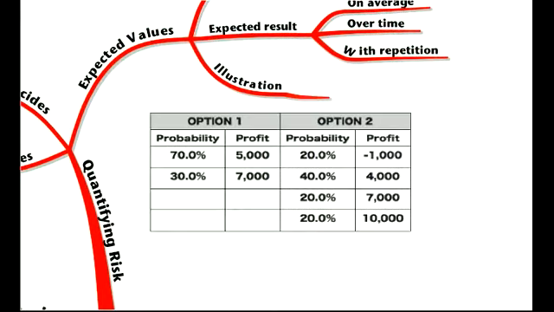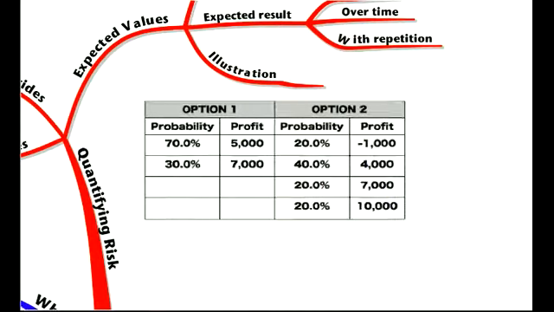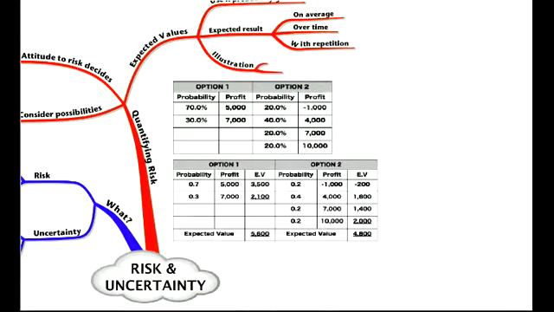So we did our illustration, and that was our option 1 and option 2, with different probabilities for different profit levels. We did our expected values, which were shown below, and got an expected value for option 1 of 5,600 and an expected value for option 2 of 4,800. Tips on this one: change your probability into a decimal. Make sure those decimals add up to 1 because you have to have 100%. Then multiply that by your profit and add those up to get your expected value.